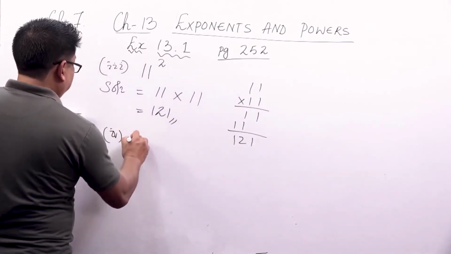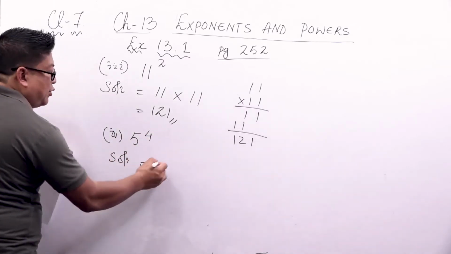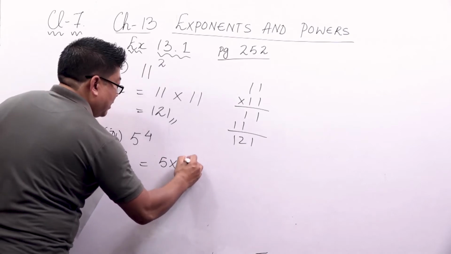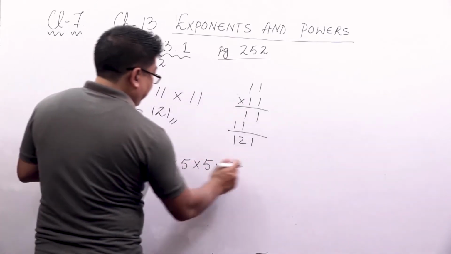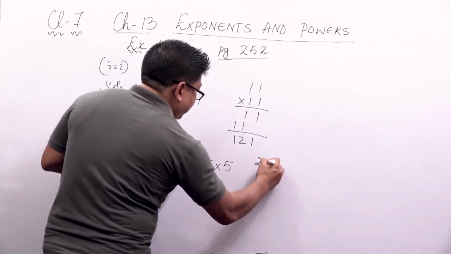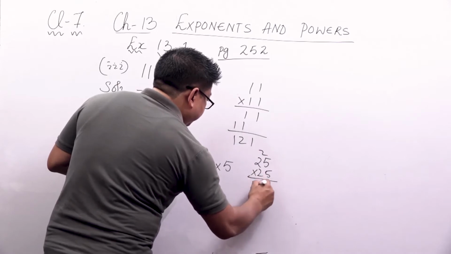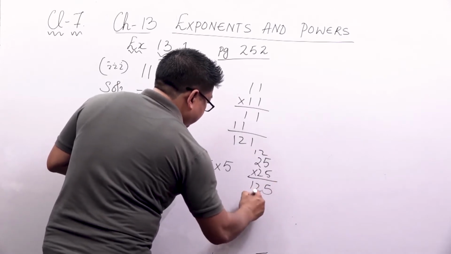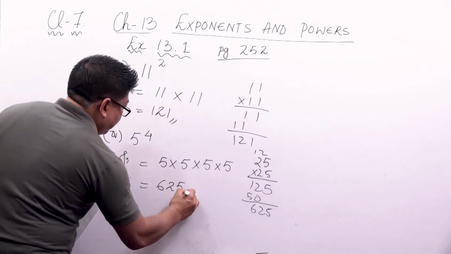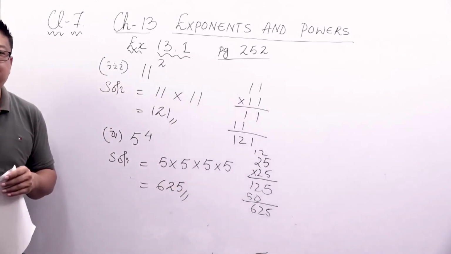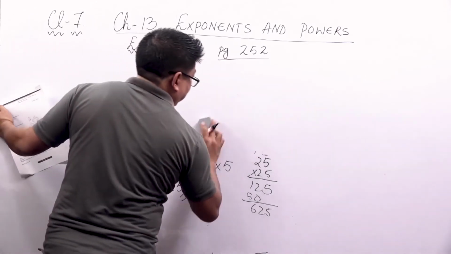Let's look at the next one. 5 to the power 4. So 5 to the power 4 means you multiply 5 how many times? 4 times. Okay? So 5 into 5 is 25, 5 into 5 is 25. 25 into 25. So we're getting 625. Okay? So with this, we end question number 1. Let's move on to the next question.